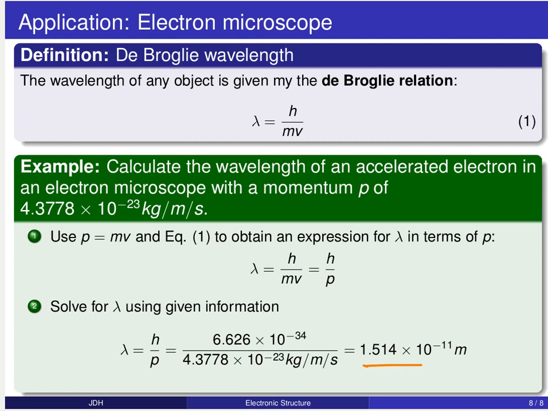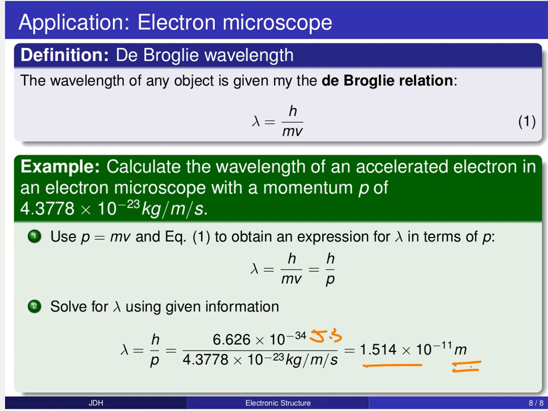Now I want you to take a minute and look at this result. Remember that the units of Planck's constant are joule seconds. I want you to go ahead and look at the definition of joules and seconds, kilograms, meters, and seconds, and convince yourself that these units cancel out to give you units of meters at the end of the day.